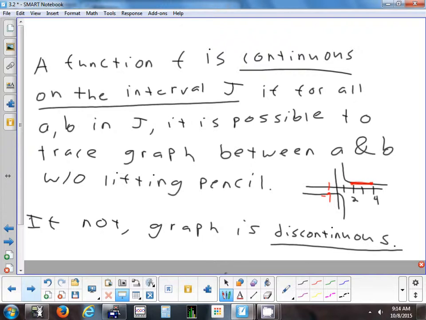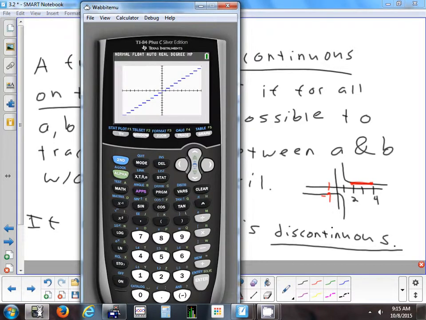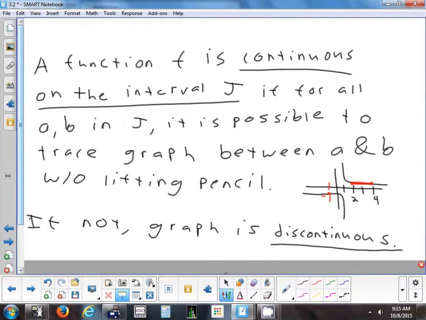Okay, so usually if you make an interval small enough, it would be continuous. Even for this step function, if I pick a small enough interval, I could trace without lifting my pencil. But if I make the interval too big, I'd have to skip up to the next step, which would involve lifting my pencil, which would mean that interval is discontinuous. Okay, any questions on that?